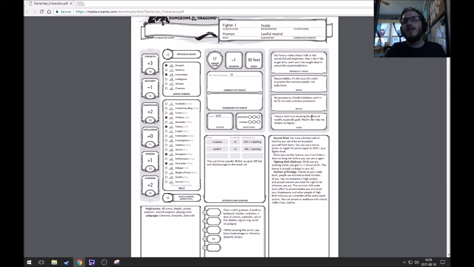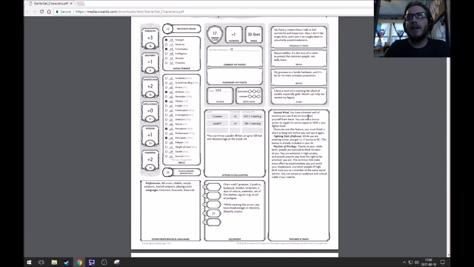Flaws. I have a hard time resisting the allure of wealth, especially gold. Wealth can help me restore my legacy. So with that clue, we know that this character comes from a noble house, but something went wrong. Some shit went sideways. Now, on the next page, it goes into detail about what that is, but we're not there yet. And we're probably not actually going to get there during this little exposition, because we've already been doing this for like 40 minutes.